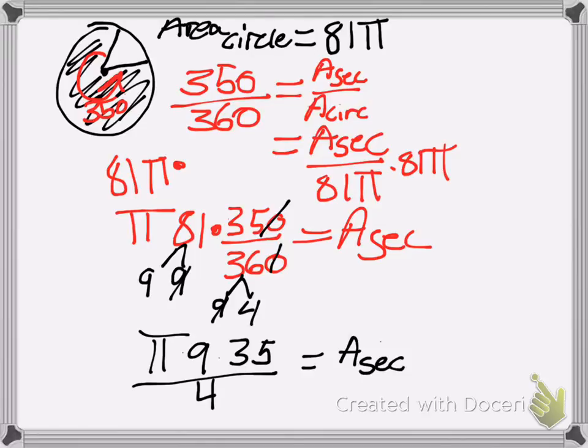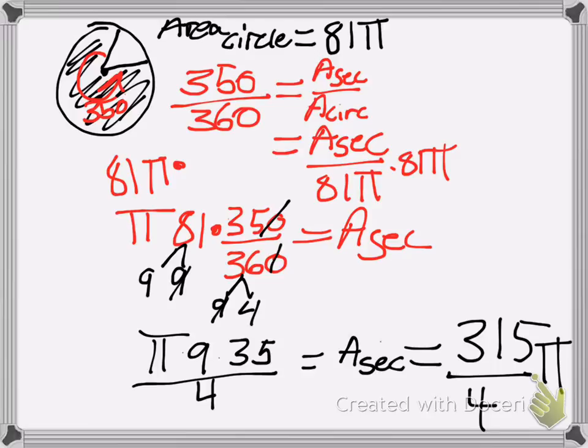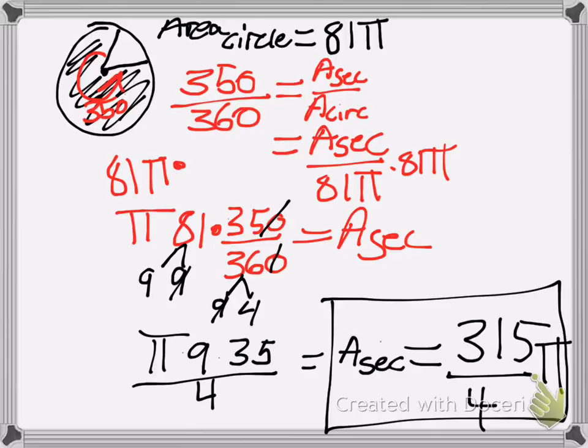And then finally, I'm going to go off to the right here because I'm out of space. The area of the sector is equal to 9 times 35. Let me just put that in my calculator, please. And that is 315. Alright, 315 over 4 pi. And there's my final answer. Awesome. So there's a lot of power in this because here we can find the area of the shaded region of the circle pretty quickly.